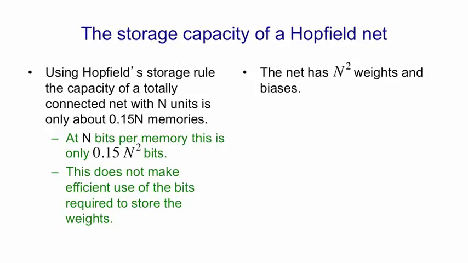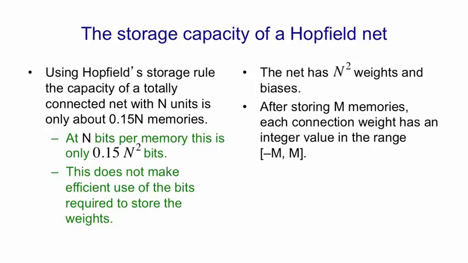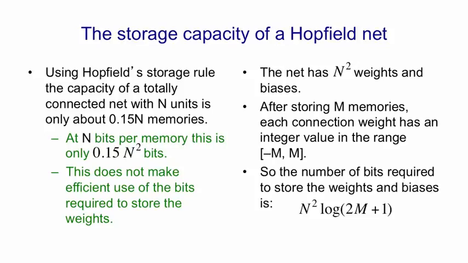There's n squared weights and biases in the net, and after storing m memories, each connection weight has an integer value in the range minus m to m. That's because we increase it by 1 or decrease it by 1 each time we store a memory, assuming that we use states of minus 1 and 1. Now, of course, not all values will be equiprobable, so we could compress that information. But ignoring that, the number of bits it would take us to store a connection weight in the naive way is log 2m plus 1, because that's the number of alternative connection weights, and that's a log to the base 2. And so the total number of bits of computer memory that we use is of the order of n squared log 2m plus 1.